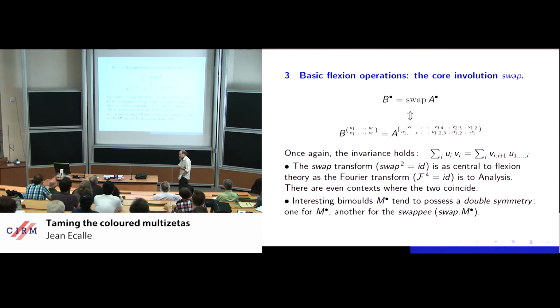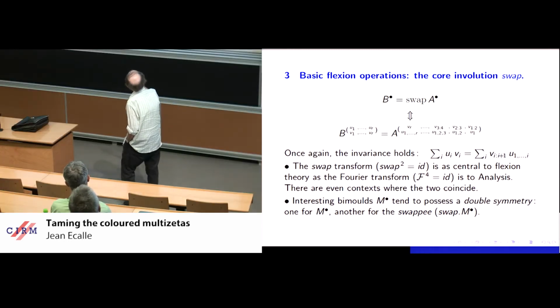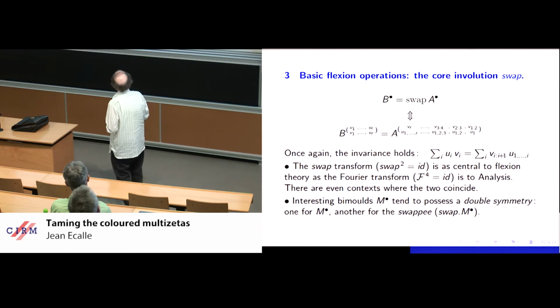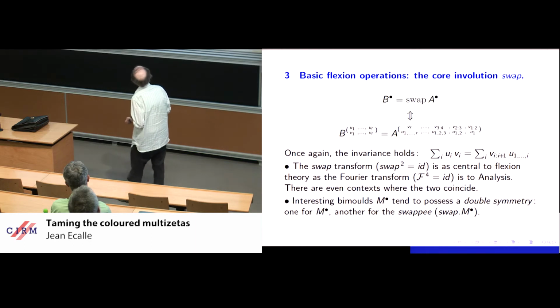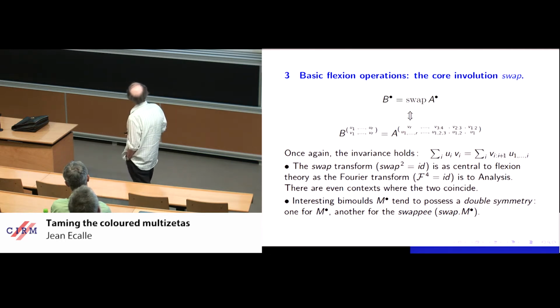Here the whole Flexion landscape is dominated by a basic involution, which you will see in a moment what it means in terms of multizetas, but here is the definition. It exchanges the U's and the V's. Again, it turns the U's into partial sums, and the V's into differences, and again, in such a way as to preserve the contraction. And, well, it is an involution.